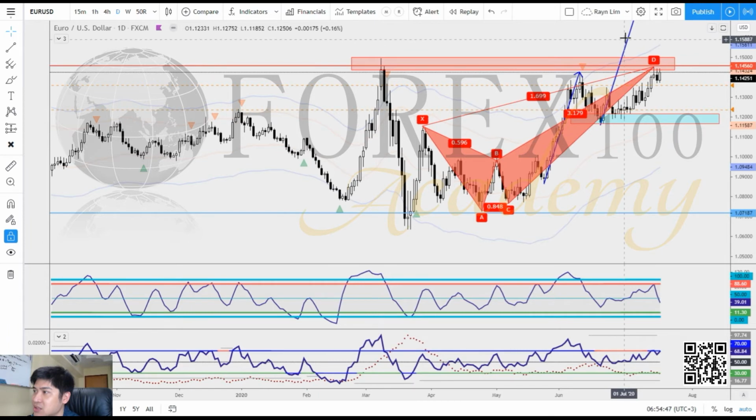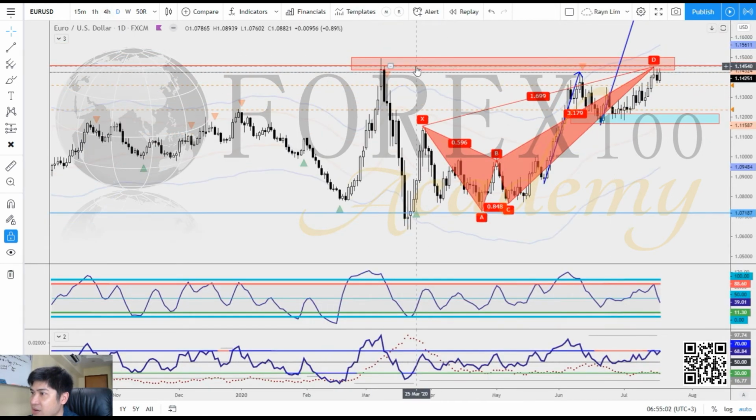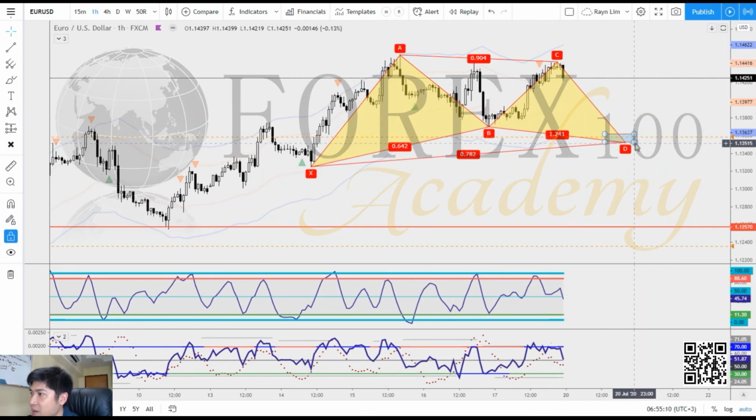That is a mid to long term trade, and right now what I'm doing is more of a short to mid term trade. On the 4-hour chart, nothing much. You can see the buy zone and the sell zone over here. This red line acts as the resistance, the line that touches both ends. On the 1-hour chart, we have a bullish Gartley forming up at about 1.1351.